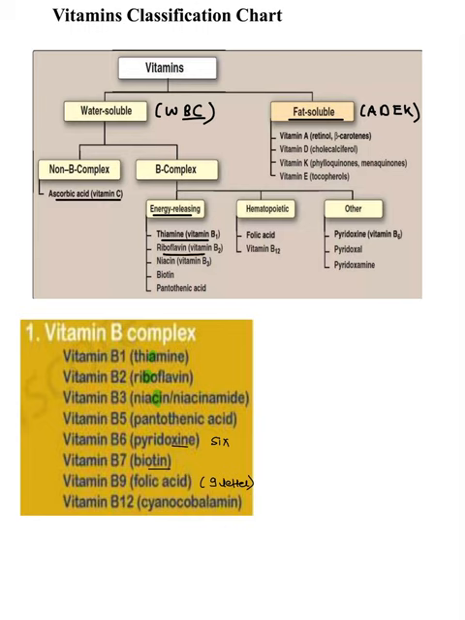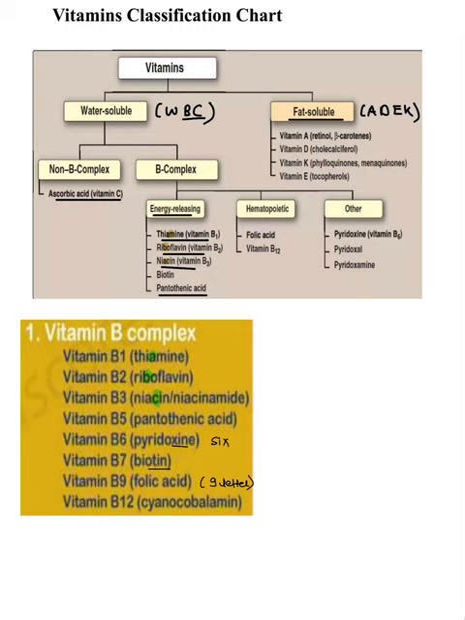Now coming on to riboflavin. This riboflavin is vitamin B2. Then niacin, that is vitamin B3. How I have remembered? Thiamine, in thiamine A is coming. Then riboflavin B, then niacin C. Then you have biotin and pantothenic acid, panch, that is vitamin B5.